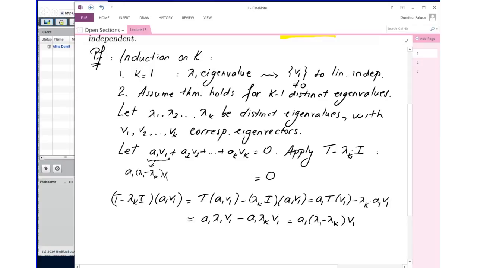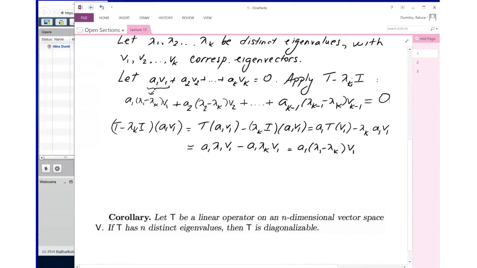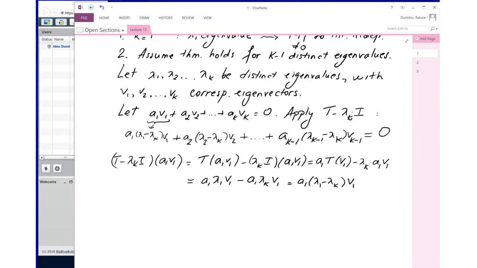When we apply it to the second, we're going to get a2 times (lambda 2 minus lambda k) v2, okay, all the way to the last one. So what happens when we apply it to the last one? We get ak times (lambda k minus lambda k), right? So it turns into 0. So I'll just put the one before that. And then on the right-hand side, we get 0.